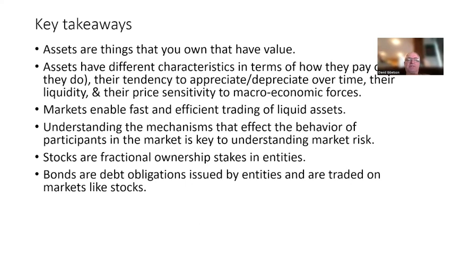So what do we take away from this? Assets are things that you own that have value. They have different characteristics in terms of how they pay or not. They have different characteristics in terms of whether they have a tendency to go up or down in price over time, their degree of liquidity, and their price sensitivity to macroeconomic forces. The latter point being the key to how the stock market tends to wobble up and down, and also impinging on this concept of market efficiency.